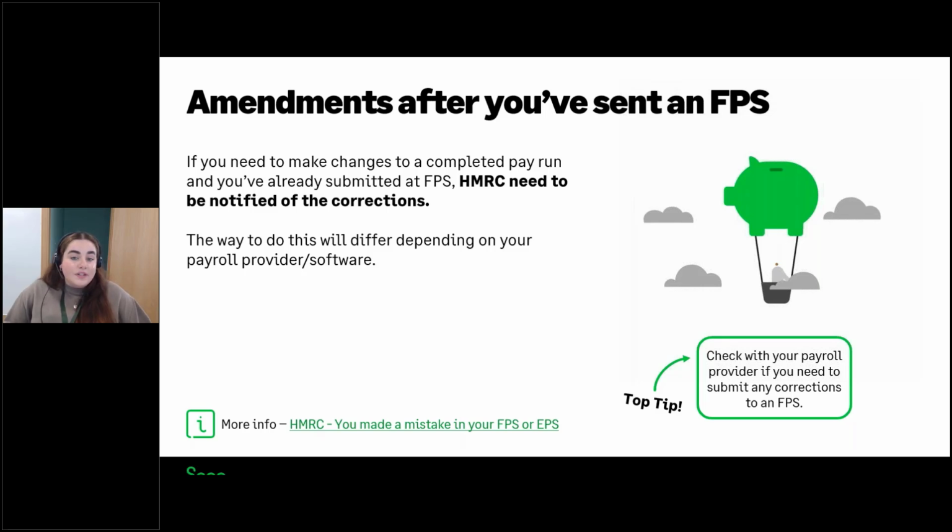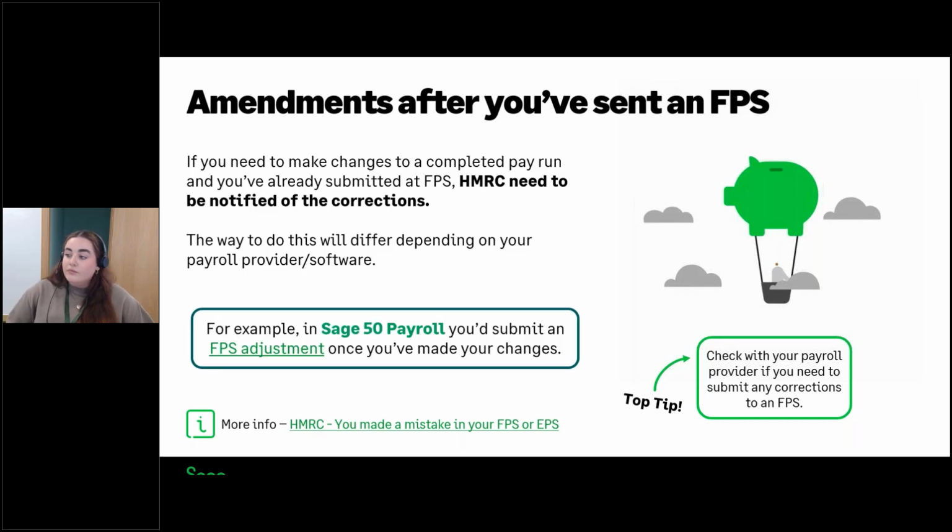Now the steps to do this submission will differ depending on which payroll that you use, but I do have a few examples with some of our Sage products. So first example is going to be in Sage 50 Payroll. So once you've made all of your corrections and your payroll is up to date, you can't send another normal FPS, but this is when you would be able to submit the FPS adjustment to HMRC, and that'll be a separate option in the programme for you.